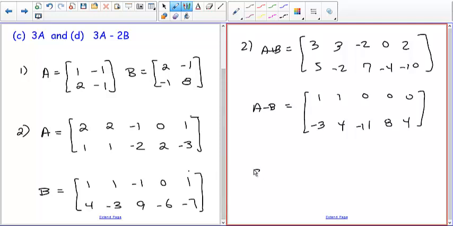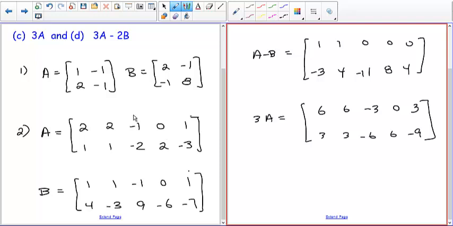The third one is just multiplying by a constant. So you take the original matrix A, just multiply each one of these by 3. So we'll have 6, 6, negative 3, 0, 3. Then we'll have 3, 3, negative 6, positive 6, negative 9. I'm just looking over here and then going right.